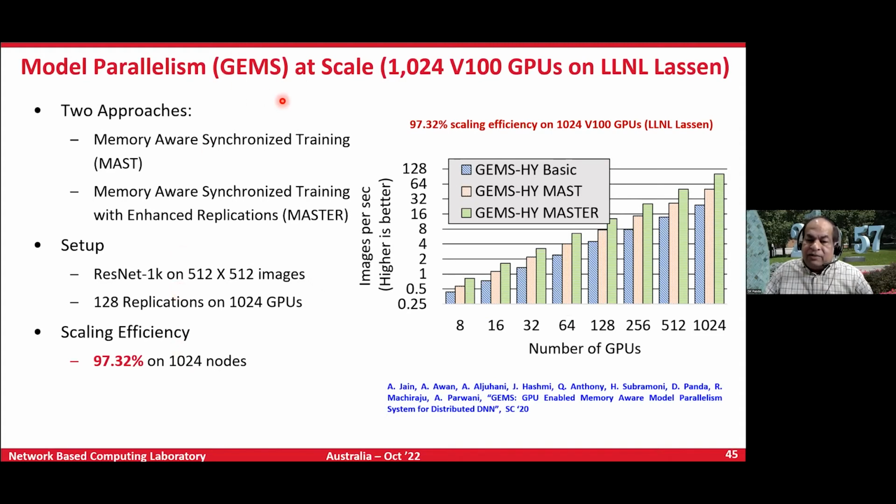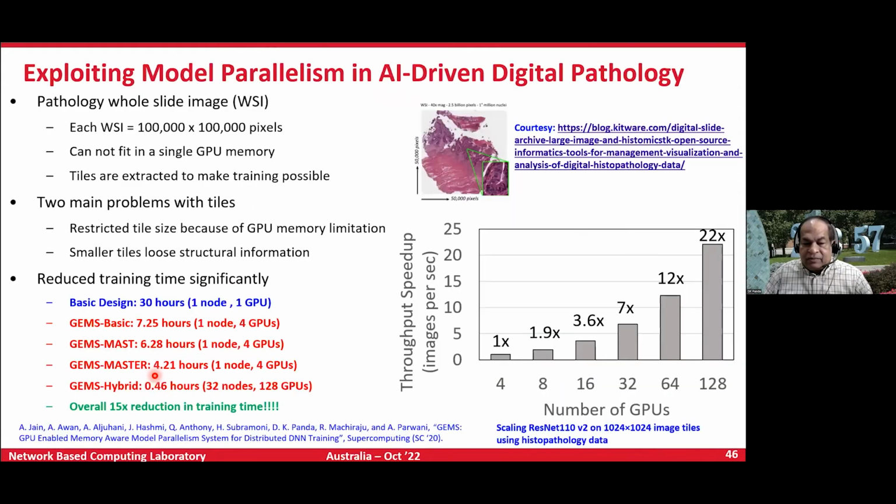And model parallelism itself one can use to get even better performance. Here we ran these experiments on 1,000 GPUs on the Lassen system. And here you can see we are able to run with almost 97% efficiency.